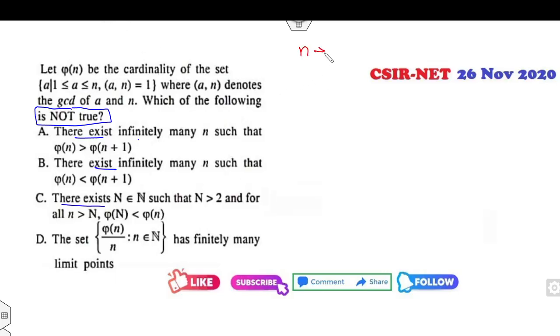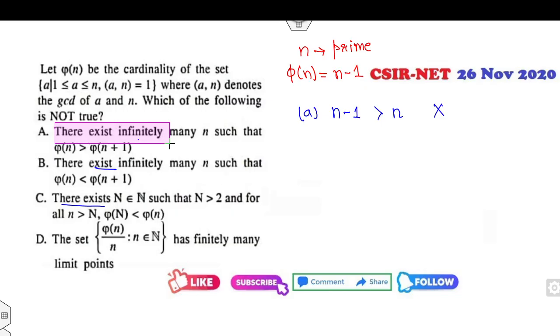So firstly, I can assume n is a prime number. Fine. Then what is phi of n? It is n minus 1. Now look at option A. Left hand side, phi of n minus 1. Is it greater than phi of n plus 1? Is it true? No, it is not true. Fine. But make sure that based on this, you can't discard the option. Why? Because they are not talking about for all. They can say there exists. We can find some other n if possible, otherwise not.